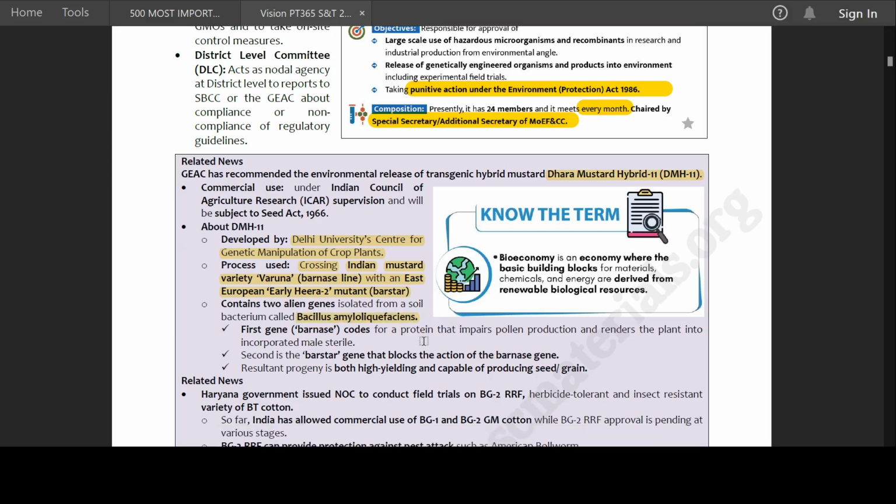amyloliquefaciens. The first gene, that is Barnase, codes for a protein that impairs pollen production and renders the plant male sterile. Second, it is the Barstar gene that blocks the action of the Barnase gene. The resultant progeny is both high yielding and capable of producing seed or grain. Let's see the new term. Bioeconomy is an economy where the basic building blocks for materials, chemicals, and energy are derived from renewable biological sources.